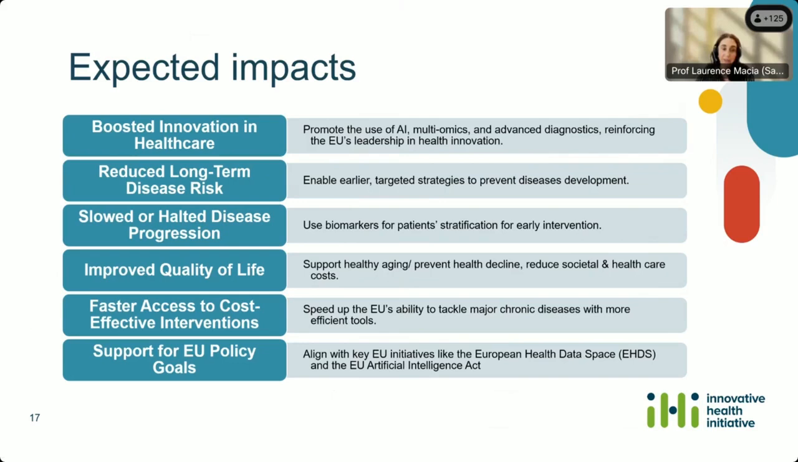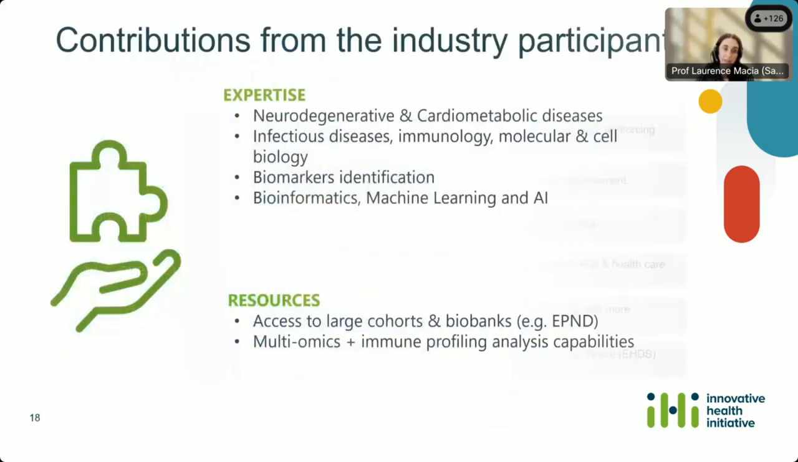We are hoping that the solution that could result from this project will lead to faster access to cost-effective interventions. So that will speed up the EU's ability to tackle those major chronic diseases, again cardiovascular disease and neurodegenerative disease, by using efficient tools. And this is fully aligned to support EU policy, with key EU initiatives like the European Health Data Space and the EU Artificial Intelligence Act. Next slide, please.